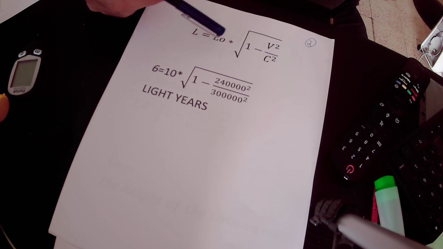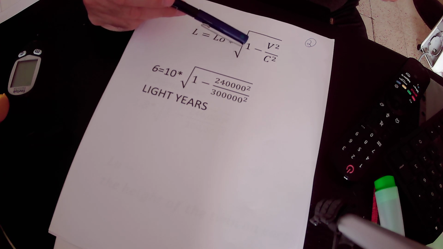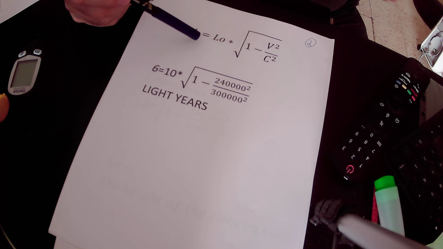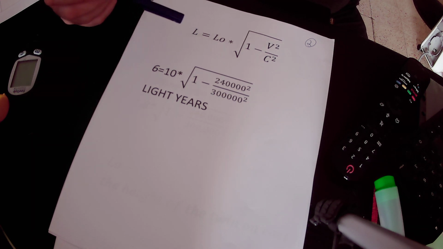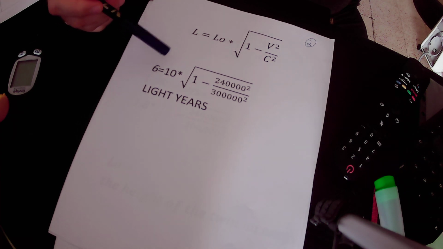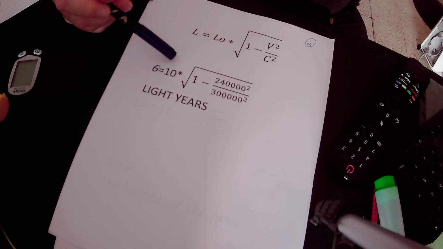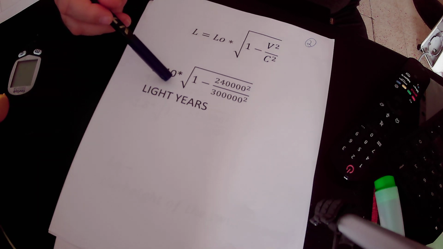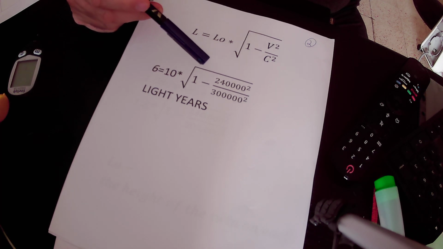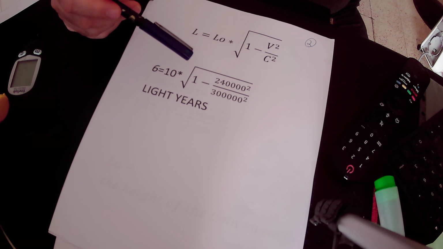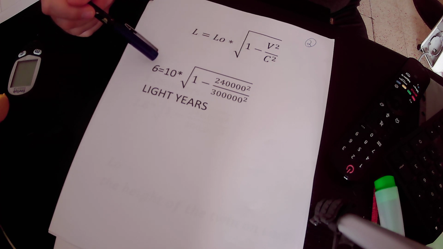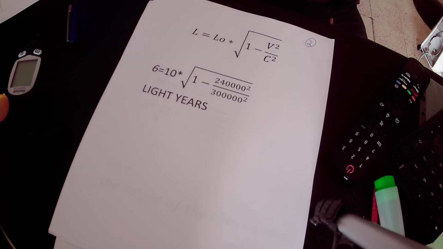And when we multiply L naught by the root of 1 minus v squared divided by c squared, we get L, the distance between the two objects when one of them is moving relative to the other at very high speed. So in our example, as I've already said, the distance between Earth and the star Epsilon is 10 light years. But when the twin brother is moving towards the star Epsilon at the speed of 240,000 kilometers per second, then the distance between him and the star Epsilon will shrink to 6 light years only. Okay?